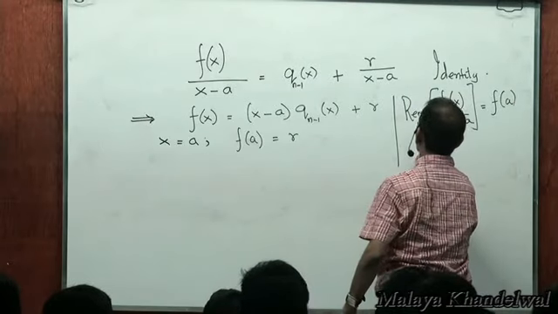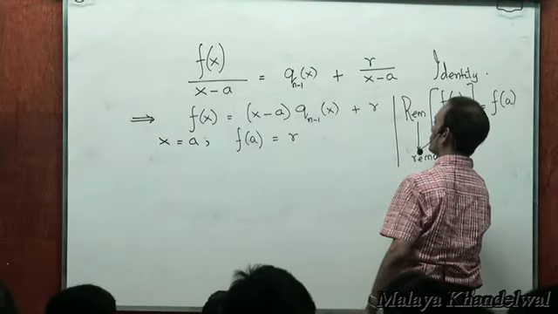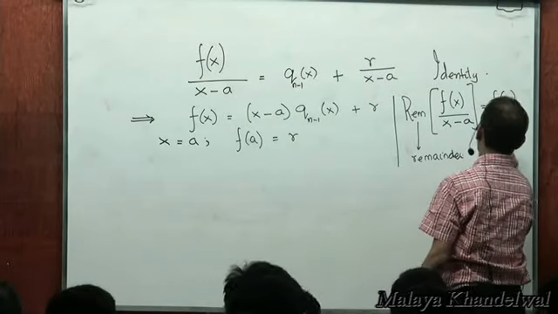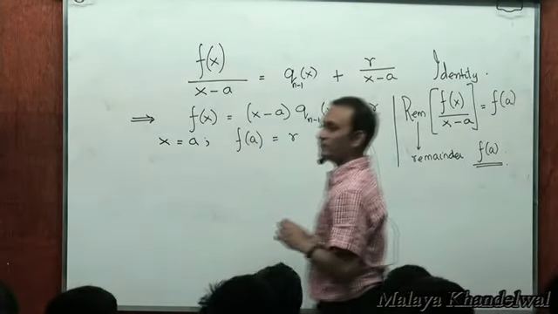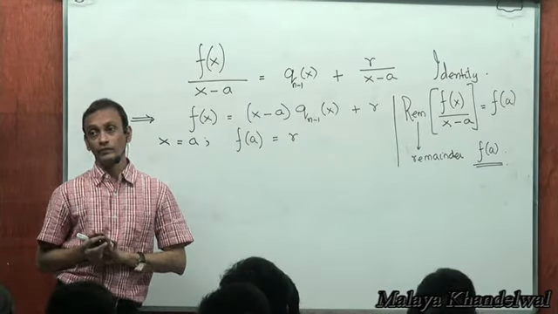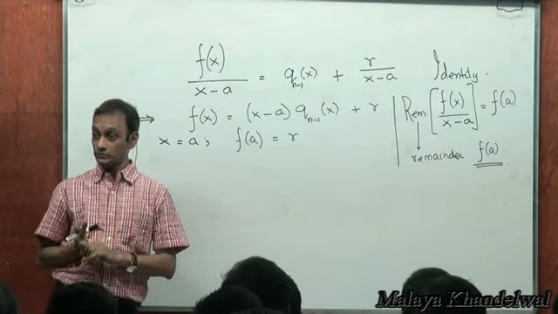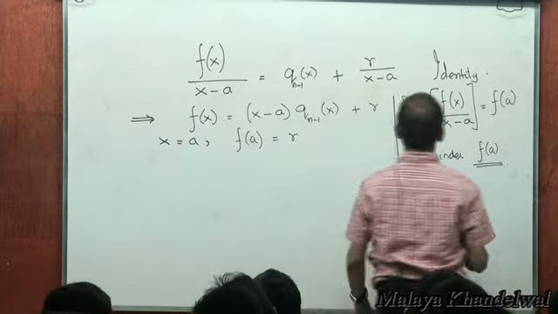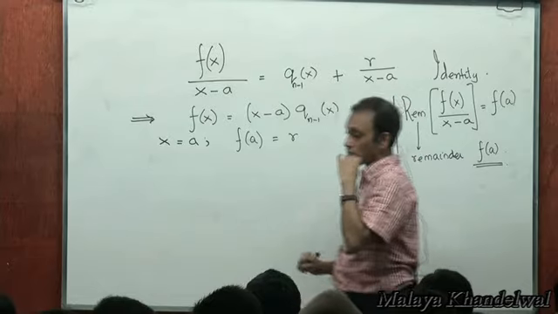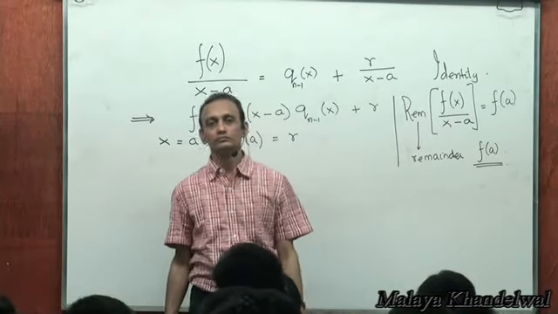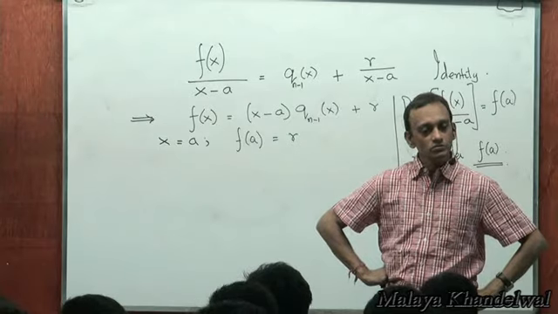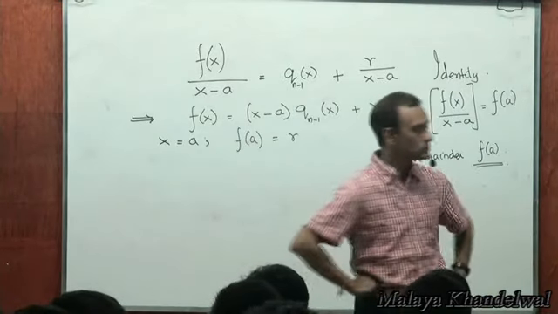REM is remainder. See, r is f of a. When f(x) is divided by x minus a, the remainder is going to be f of a. Right? Clear? So far so good.